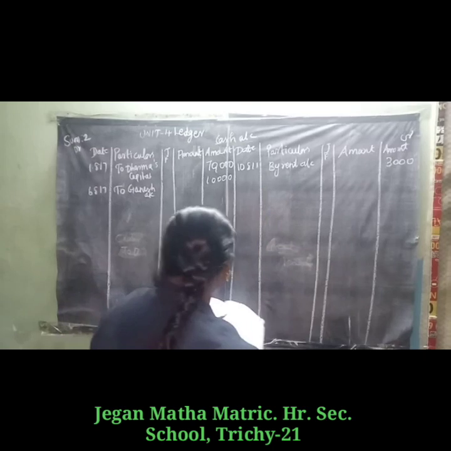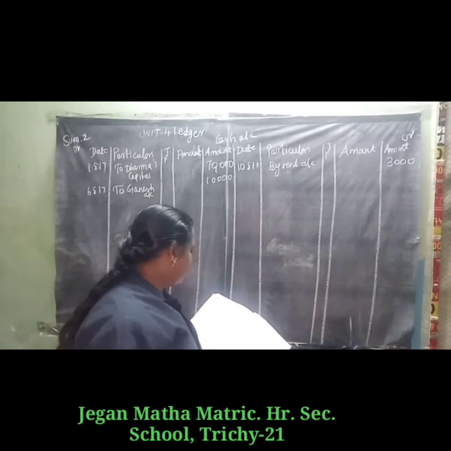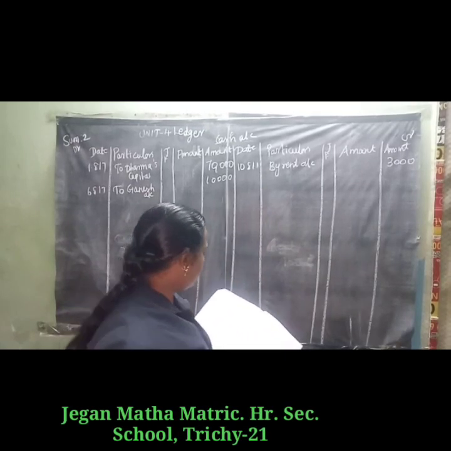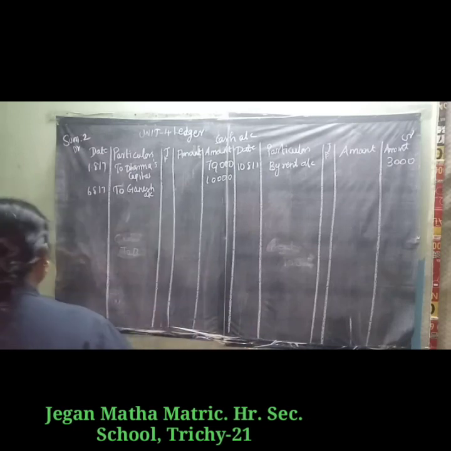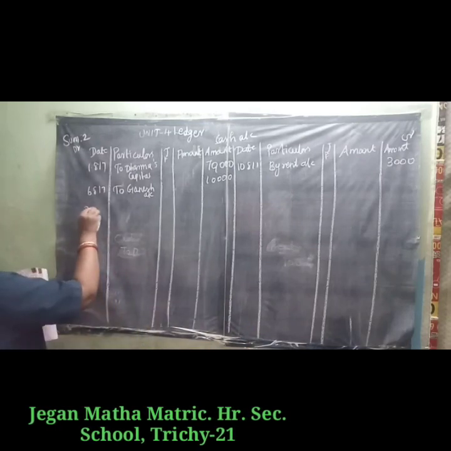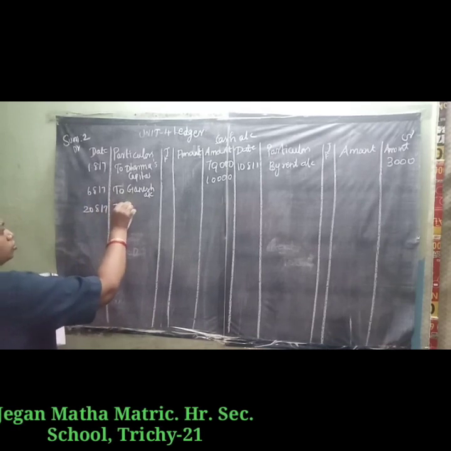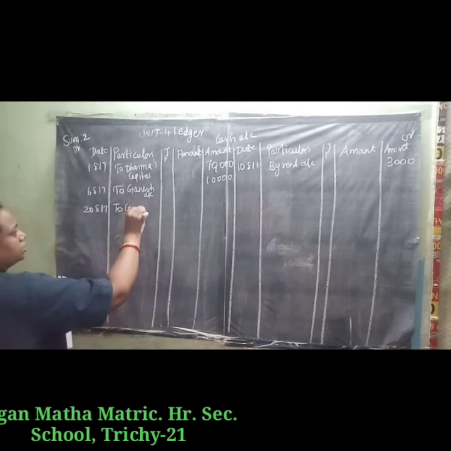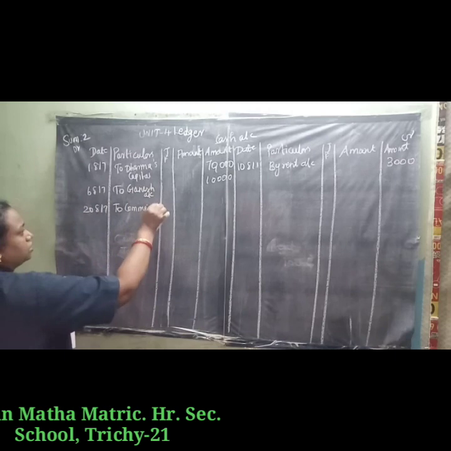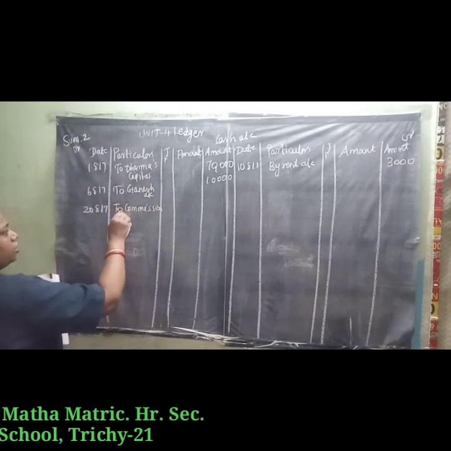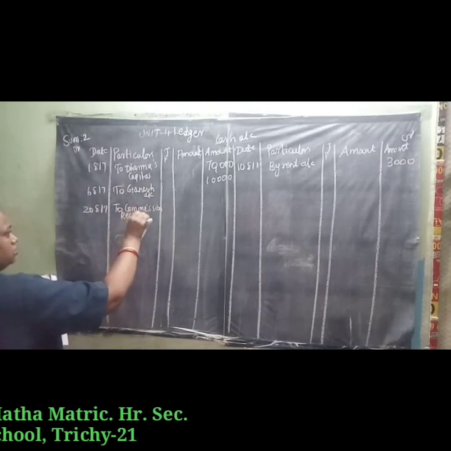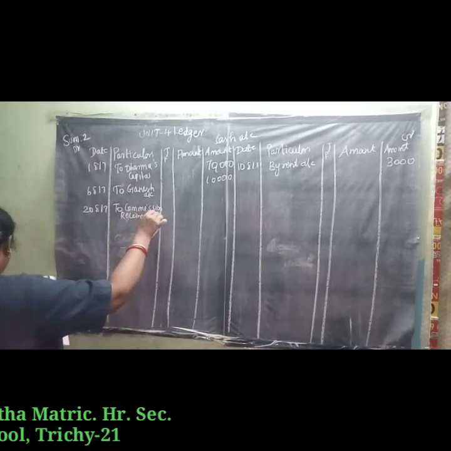Next one, received commission from Anand. Cash account debtor to commission received account. Date 20/8/2017, to commission received account, 5,000.